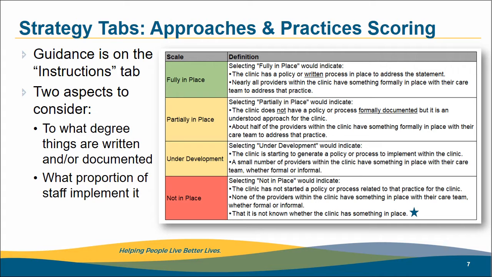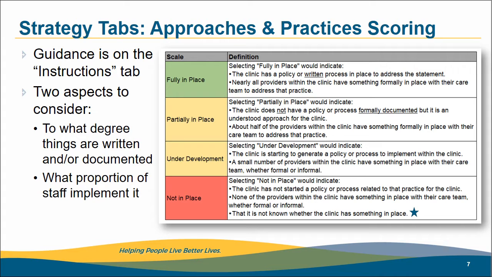Essentially, there are 2 aspects we ask you to consider as you're reflecting on to what degree your organization has something in place. First is to what degree they're written or documented. Selecting fully in place would mean that your organization has a policy or some type of process or procedure written down so that any staff member knows what the formal practice is for your organization. Partially in place would mean that your organization doesn't necessarily have a policy or a process that's formally documented, but it's understood that your organization takes this approach or process.